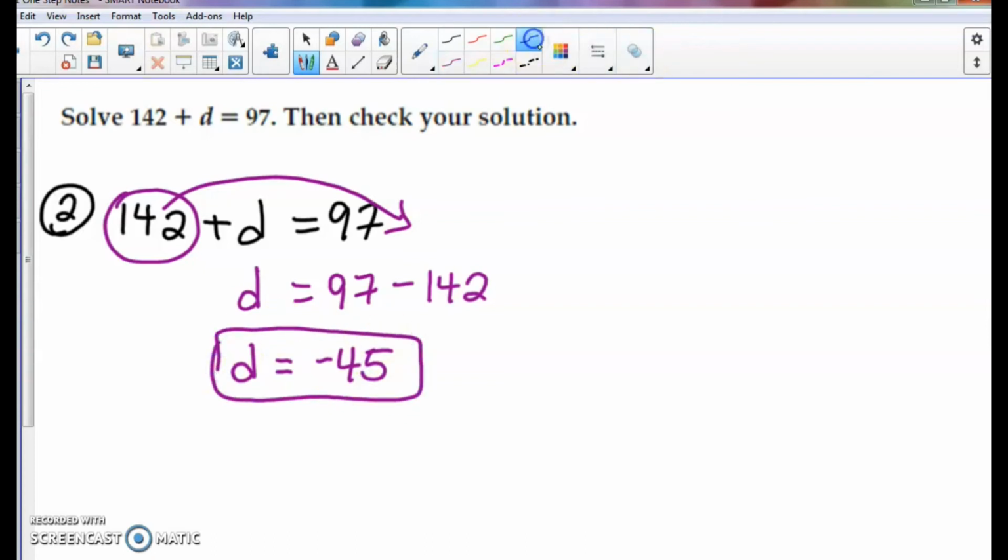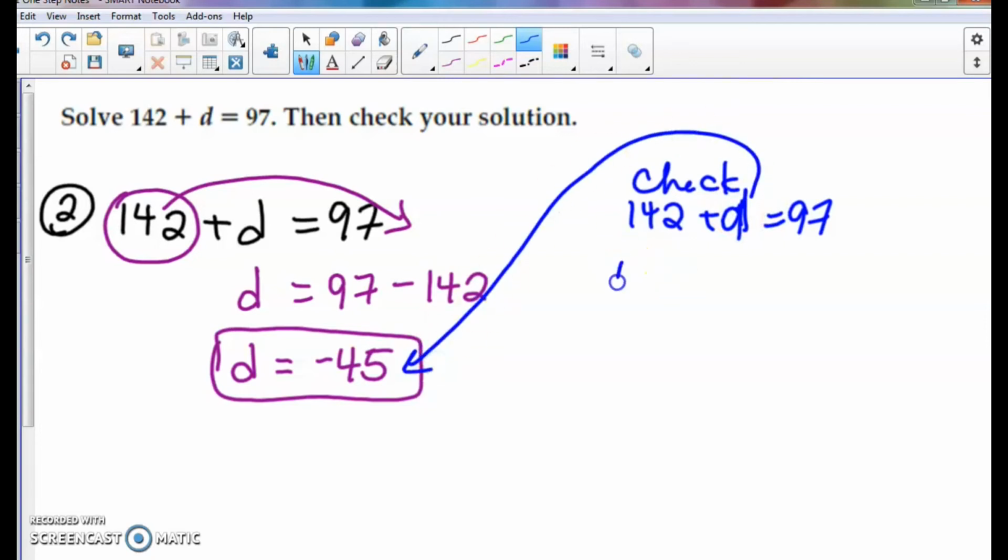Once again, we're going to do a true check where we take our original equation, 142 plus d equals 97. We're going to perform our check by replacing d with negative 45. So 142 plus a negative 45 equals 97.